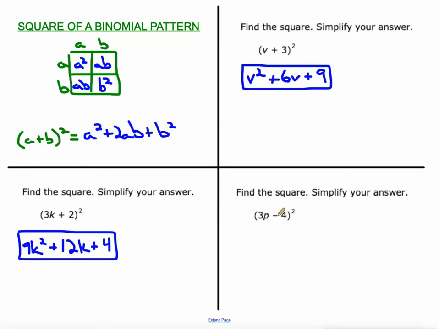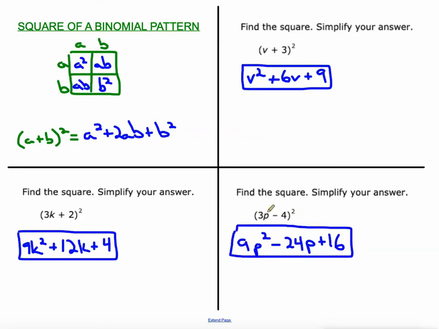All right, the only difference here is subtraction. I'll get to that in a second. So 3p squared, which is 3p times 3p, which would be 9p squared. These two boxes, the ab would be negative 12p. Negative 4 times 3p would be negative 12p. So negative 12p and negative 12p, or negative 12p doubled, would be negative 24p. And then we've got negative 4 times negative 4, which is positive 16. So that creates what we call a perfect square trinomial, because it can be written as the square of a binomial. So that's the square of a binomial pattern.